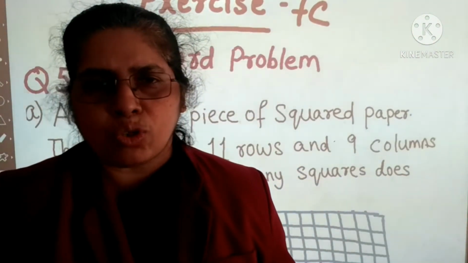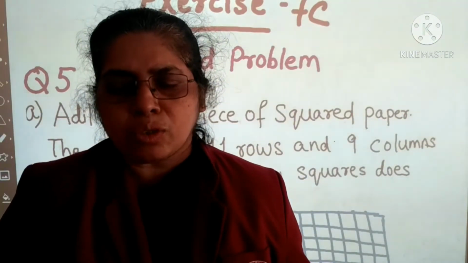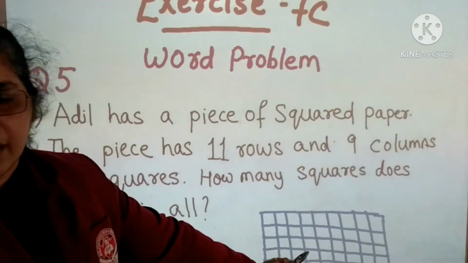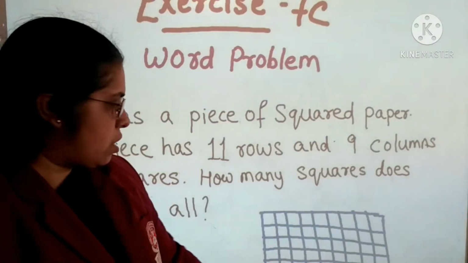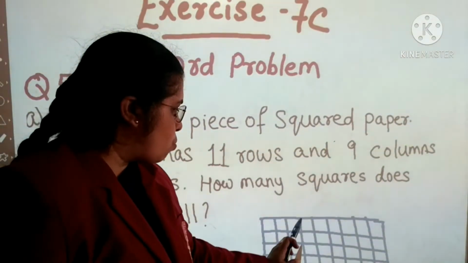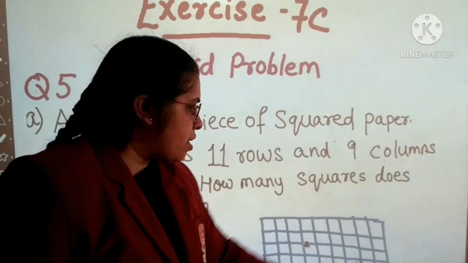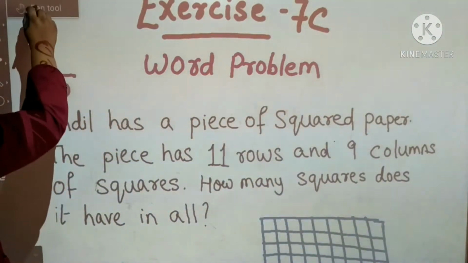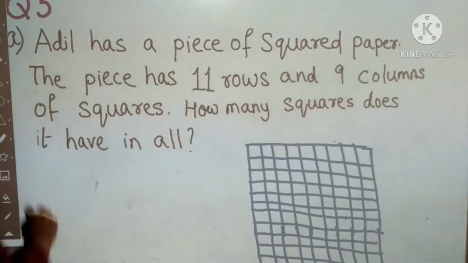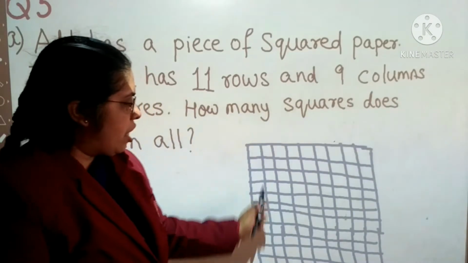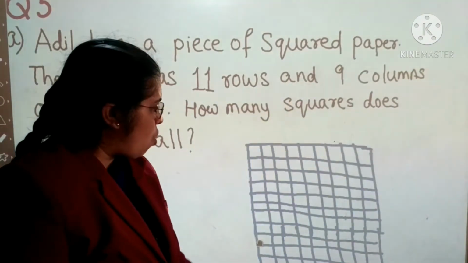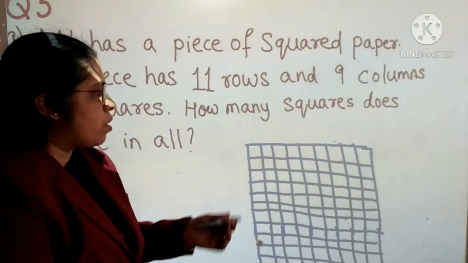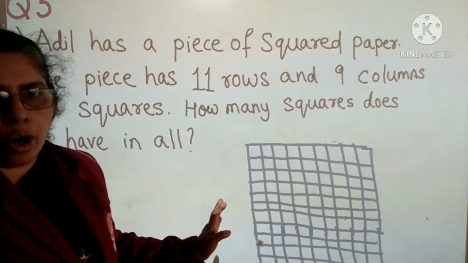So Adil also has a piece of square paper. Square paper means, see, this is the square paper. It has 11 rows and 9 columns. Column is this one. 1, 2, 3, up to 9 columns and 11 rows. See, 9 columns, 11 rows. This is column and this is row. So 11 rows and 9 columns are there.